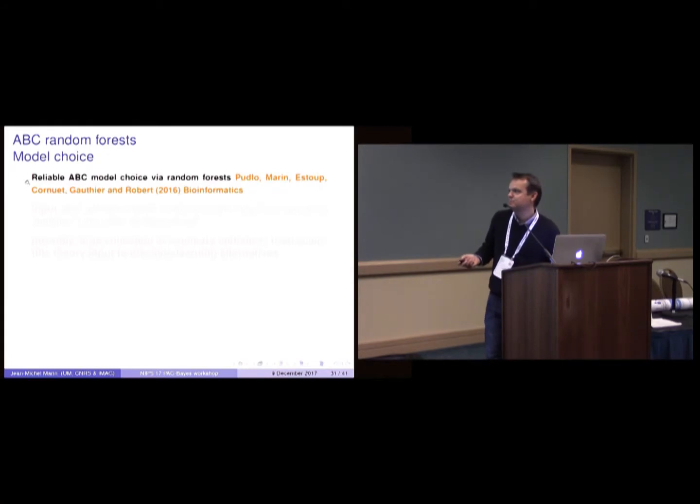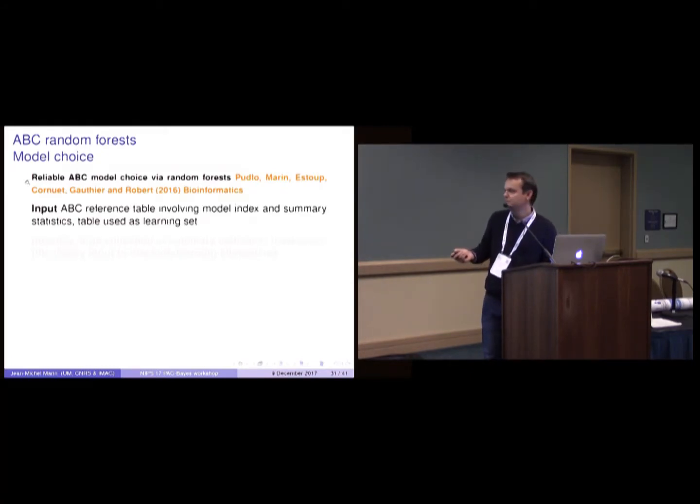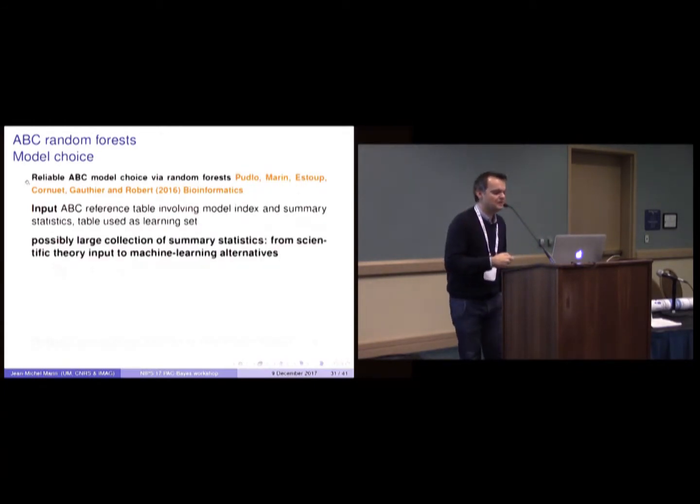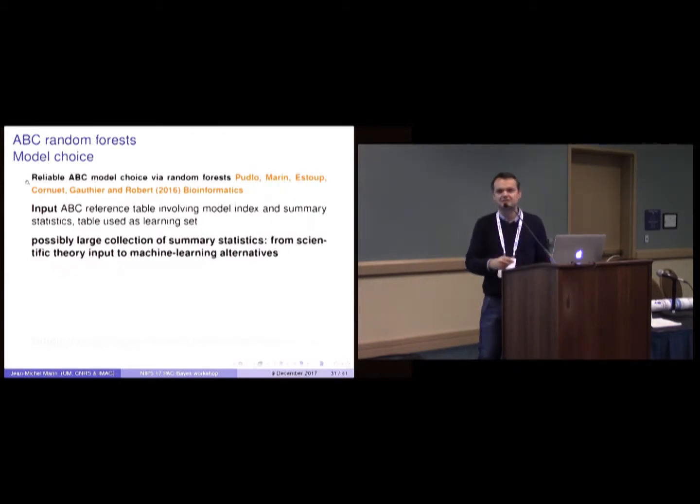And so we published this paper for model choice in bioinformatics one year ago. The input is a reference table involving the model index. So you have the model index and the summary statistics, and this is your learning set. So you have simulated your learning set. And the summary statistics are a large collection, from scientific theory input to machine learning alternatives. You use linear discriminant axes as summary statistics. We use the SVM classifier as summary statistics, a logistic regression classifier also. So we put all we can in the summary here.